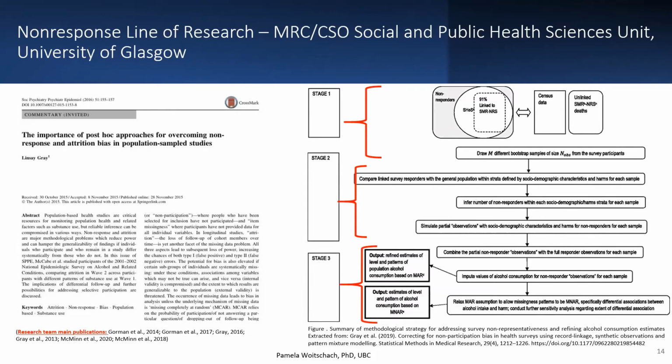Stage 3 consists of imputing alcohol consumption for non-participants. In this stage, the unit non-response was converted into an item non-response problem, as they now have sociodemographic information and only lack information in the variable of interest. So in stage number 3, they are using multiple imputation as they got the sociodemographic variables in stage number 2 in the strategy that they built.